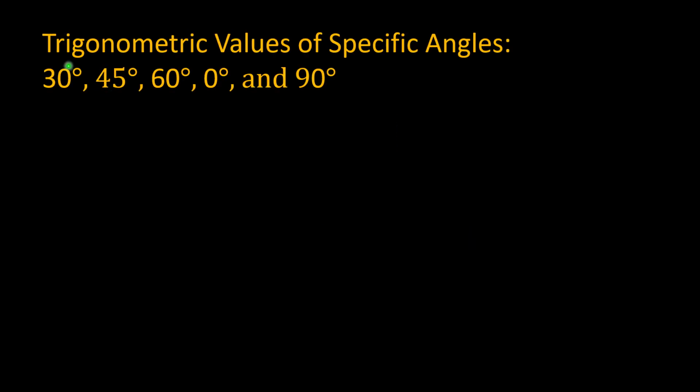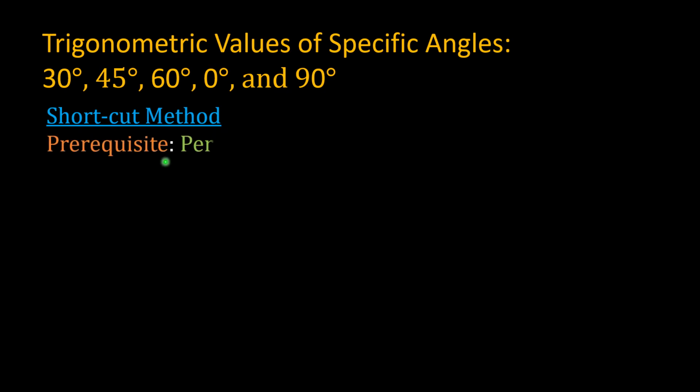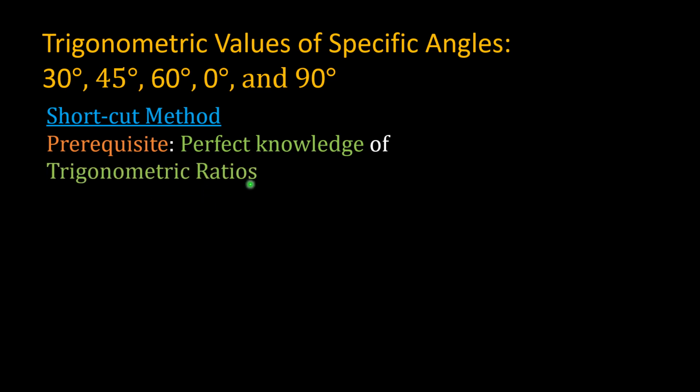In this video, we will understand an instant method of generating trigonometric values of specific angles 30 degrees, 45 degrees, 60 degrees, 0 degrees, and 90 degrees. For this shortcut method, a prerequisite is a perfect knowledge of trigonometric ratios. So let us revise our knowledge of trigonometric ratios.